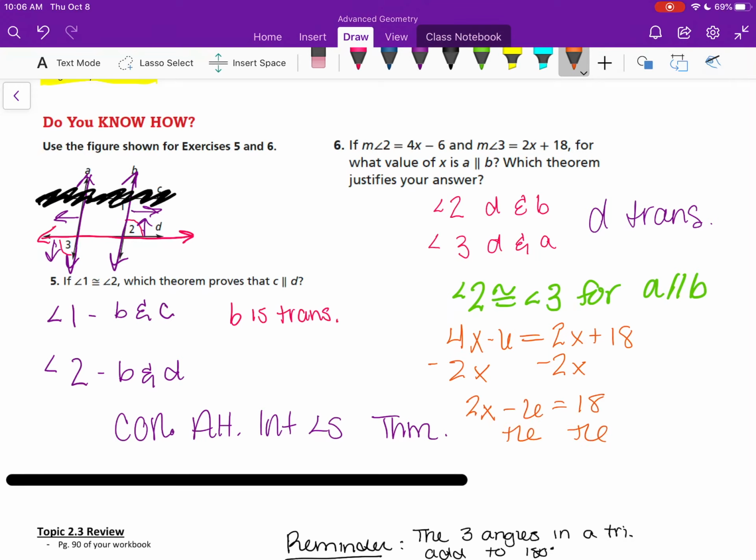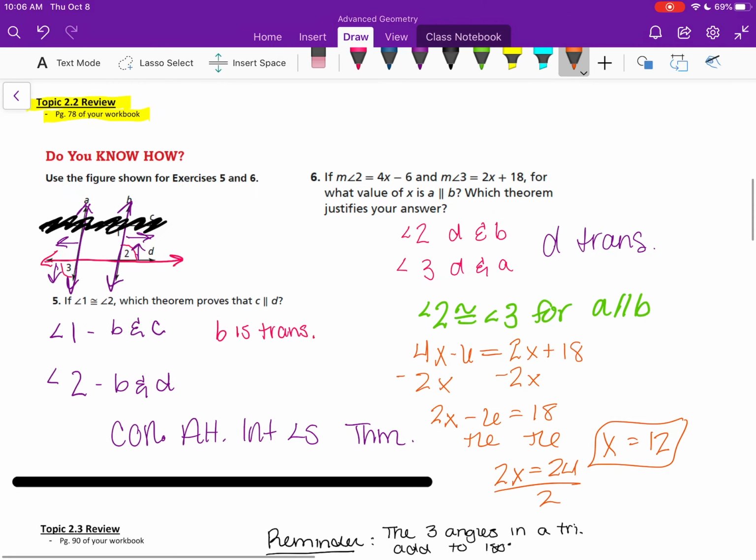And if I solve for x, I end up with x equals 12. So that means x has to be 12 for A to be parallel to B, because we need angle 2 and angle 3 to be congruent and equal to each other.